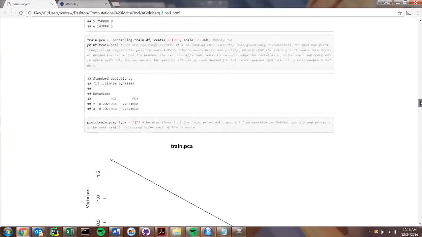Once we actually get into PCA, we can look at the coefficients. It's a little odd given that there's only two variables, but it says that the first coefficient regards the positive correlation between sales price and quality, meaning that the sales prices take into account demand for higher quality housing. Second coefficient seems to regard a negative correlation, which isn't entirely explainable with only two variables, but perhaps alludes to less demand for the nicest houses that are out of most people's budgets.